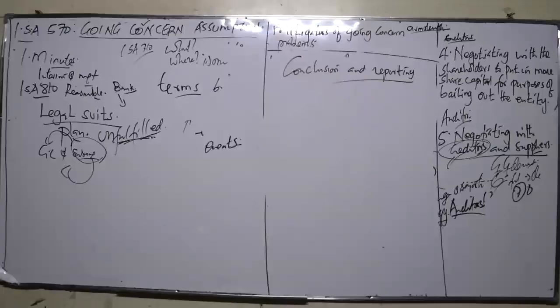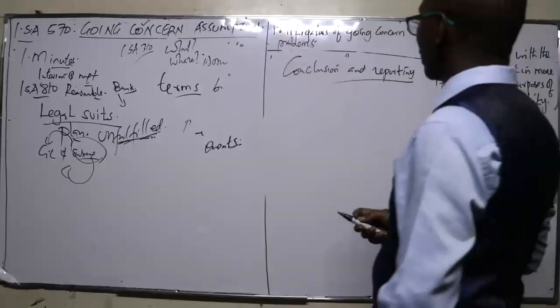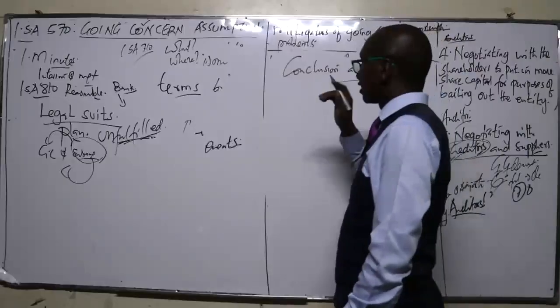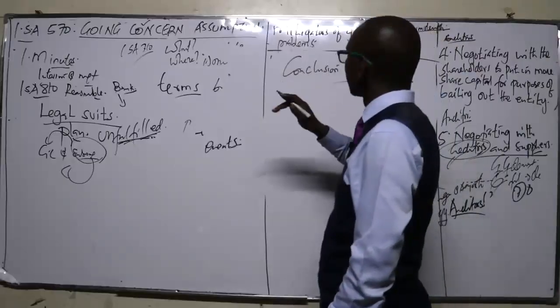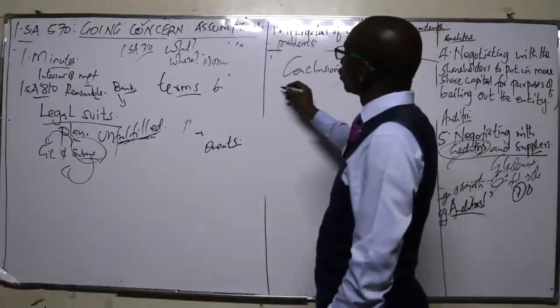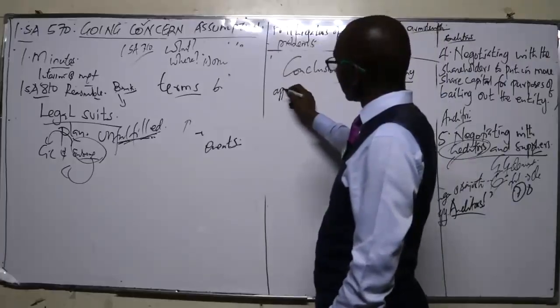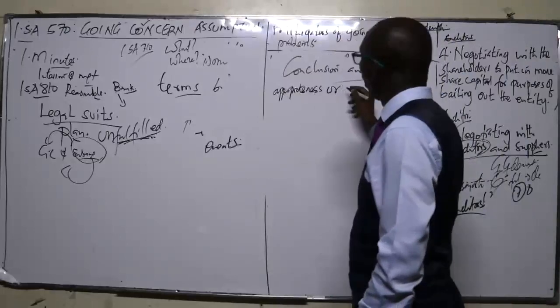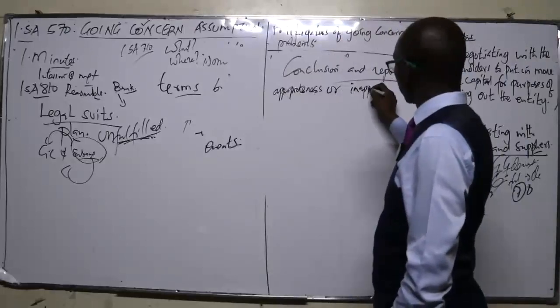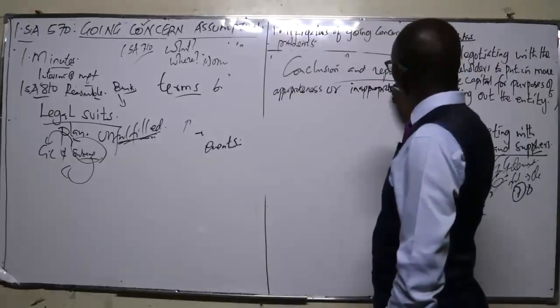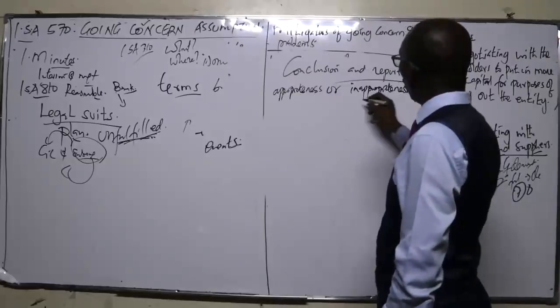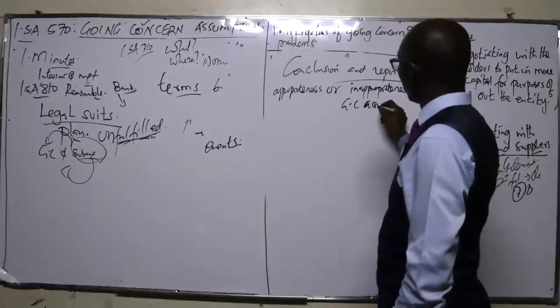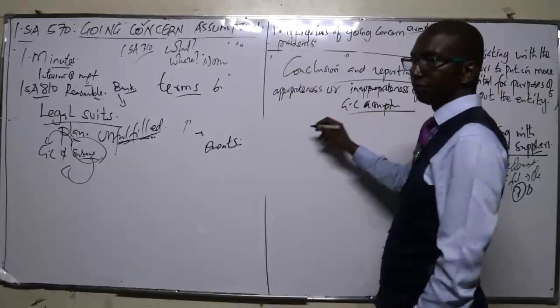Conclusion and reporting. Kuna point moja hapa watu huwa wanaisahau, and I emphasize it now. Check this. The auditor reports on appropriateness or inappropriateness of going concern assumption. That's what the auditor reports on.